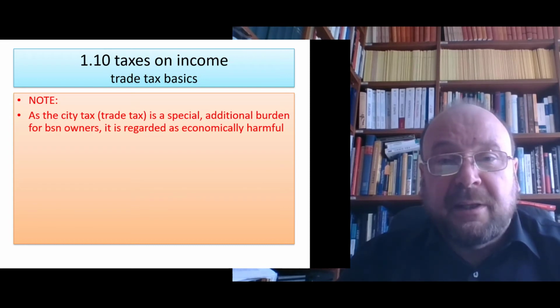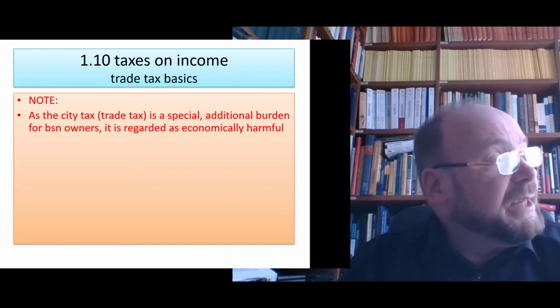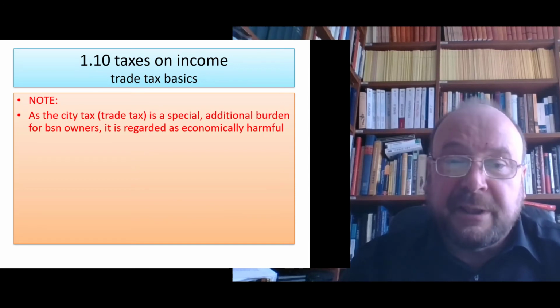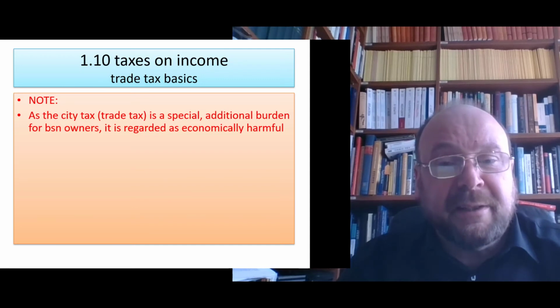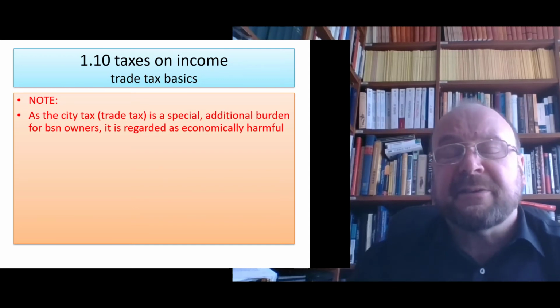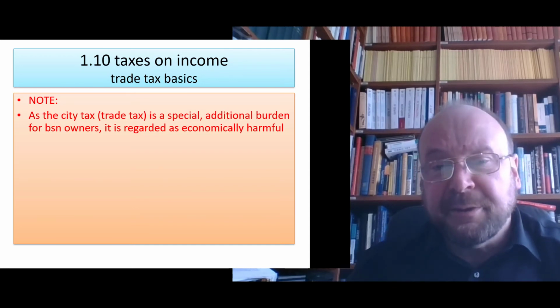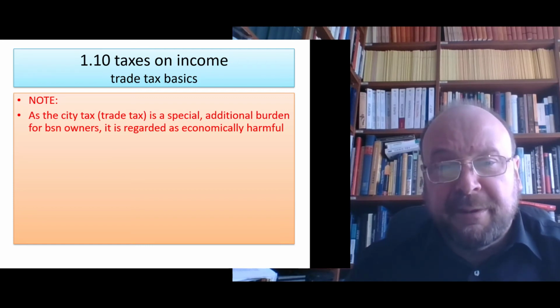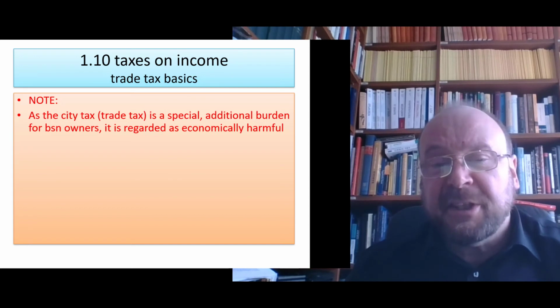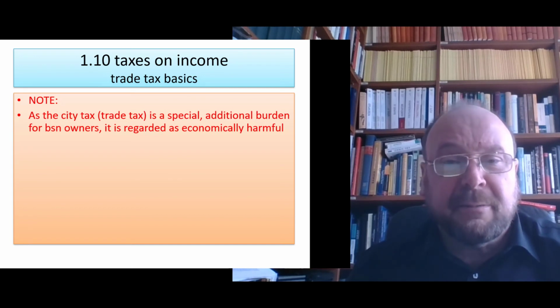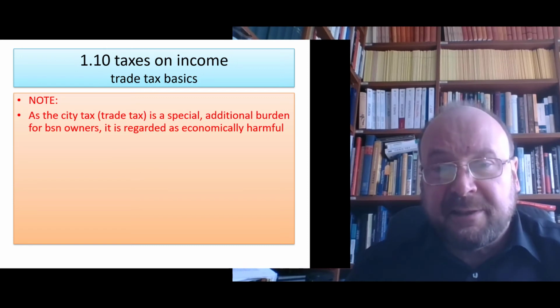So the fiscal authorities have a long time ago already realized that the existence of the trade tax is economically a bit harmful. So they tried to find a solution for that. Now the problem is the cities should have some fiscal autonomy. They should have a fiscal income of their own, which they can influence by setting tax rates.